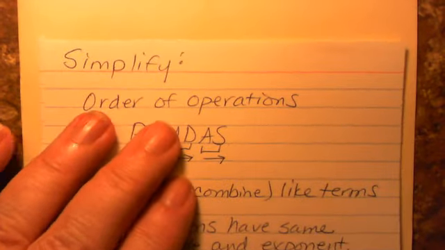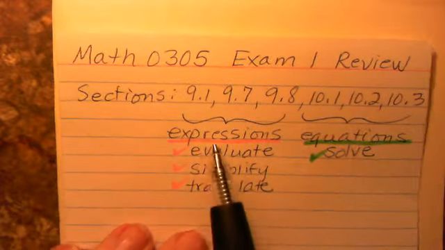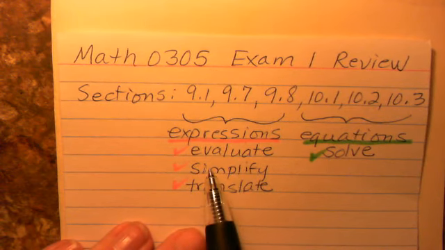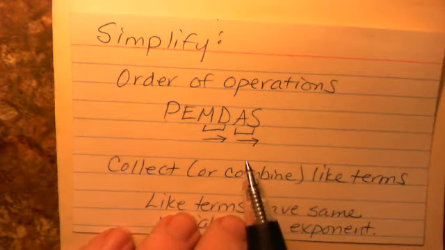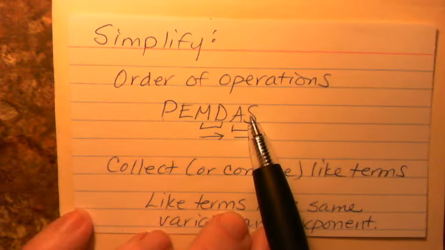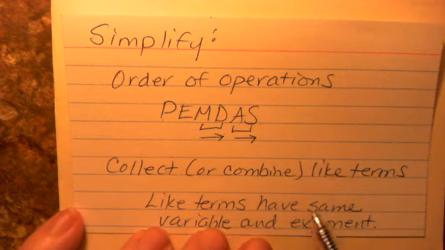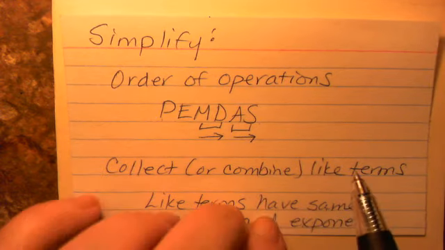Okay, now looking back at our outline for the review, this is what we just covered: expressions, evaluate. Now we're going to cover expressions and how we simplify them. So what do we do to simplify? We use order of operations, and we collect or combine like terms, and we remember that like terms have the same variable and exponent.